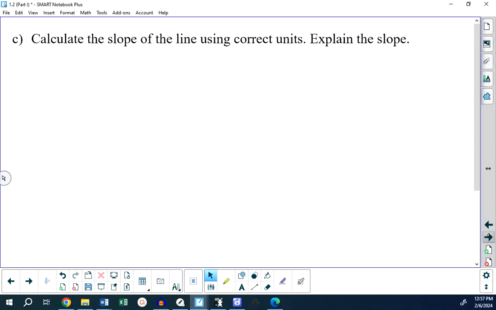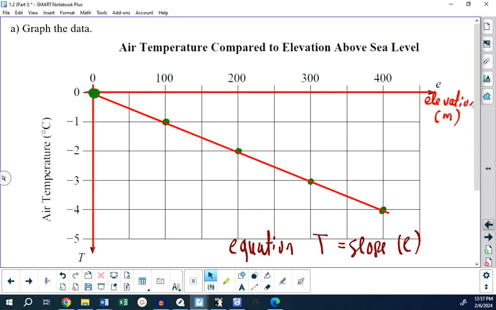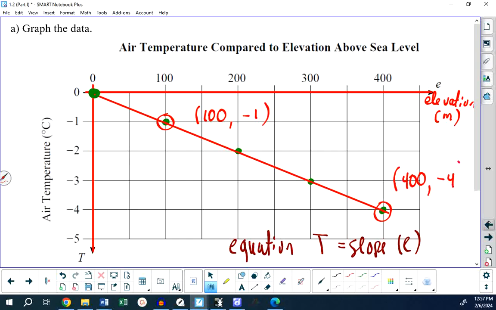All right. What's the slope? So we need to pick a couple of points. I'm going to ask us to pick this point and this point. So we're going to write on here that this is at 100, comma, -1, and this is at 400, comma, -4. And we're going to calculate the slope using those numbers. So I'm going to freeze this on the screen on the right.